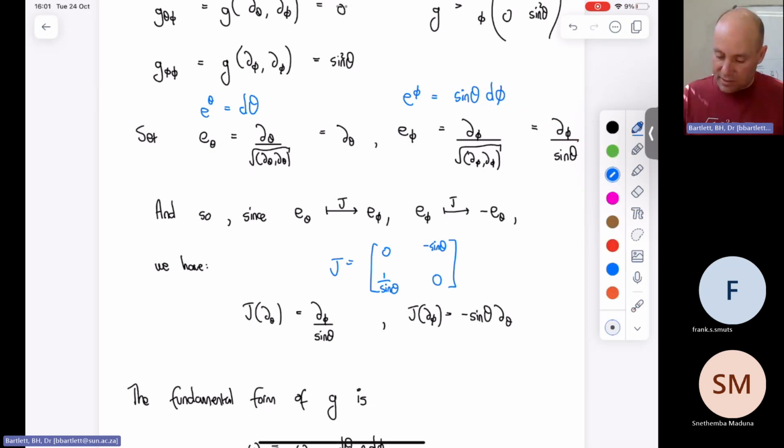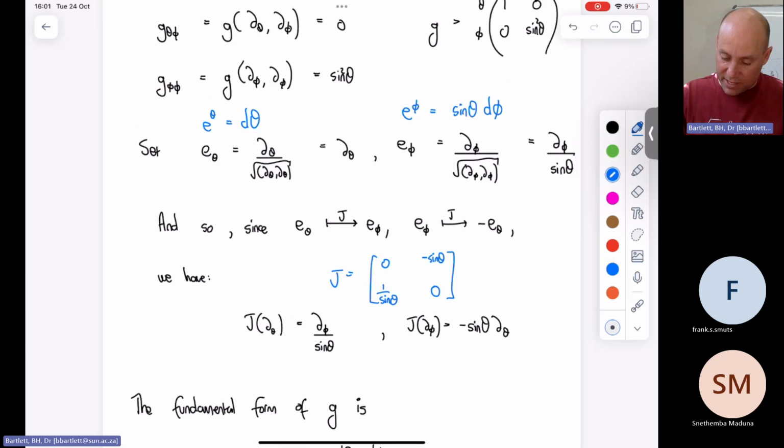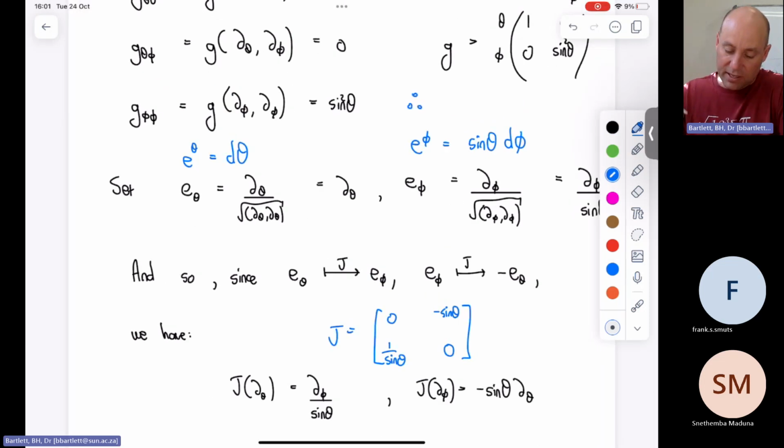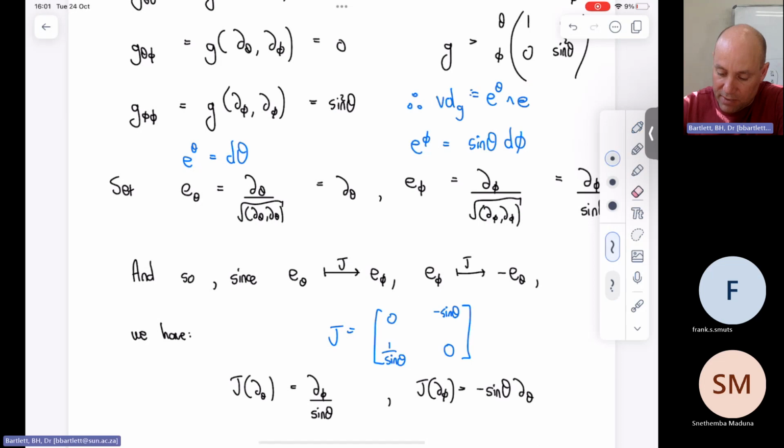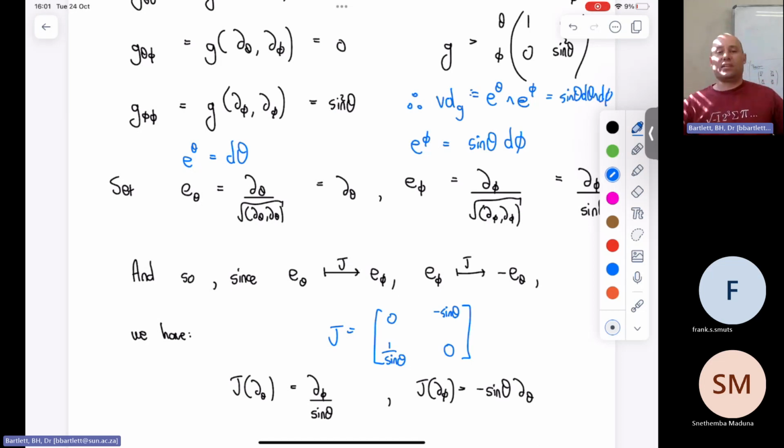So that means that from this calculation here, we see that the volume form, according to the Riemannian metric on S2, is by definition E superscript theta wedge E superscript phi. And if I write that out in terms of theta and phi coordinates, it's going to be sine theta d theta wedge d phi. So we've proved that it's the volume form of the Riemannian metric.